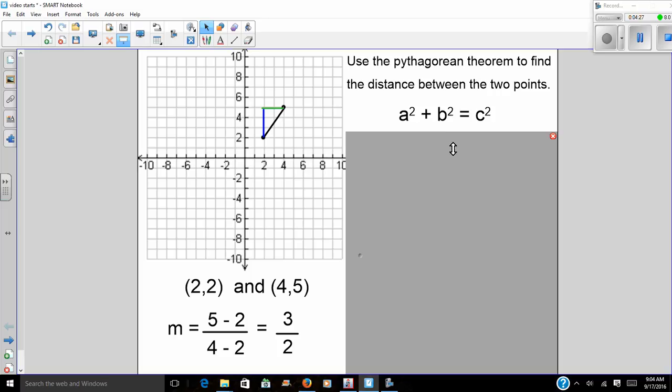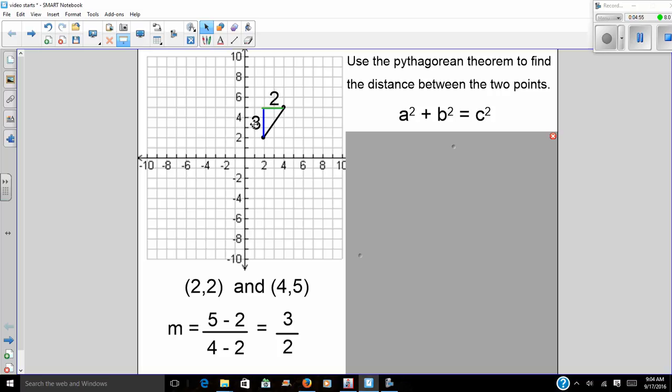Okay, and we are going to start information over here. We can see that the blue line is 1, 2, 3 units long. We've established that down here with the rise of 3. So let's actually label that little fella with a 3 to make sure we don't forget. Now we're going to label the green line with a 2 to make sure that is not forgotten as well, so that we can start plugging things in.